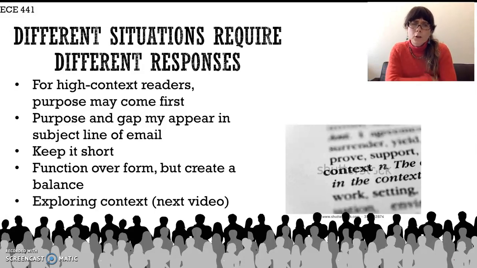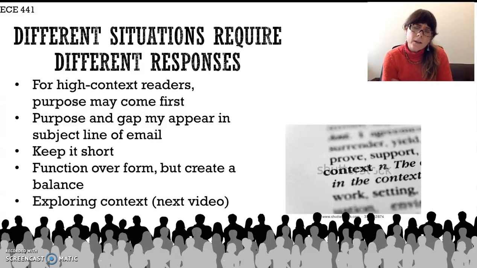Okay, so function over form. This refers to the fact that each situation is different and your project needs are going to be different depending on what your project is, what point of your project you're at, and who your stakeholders are and what their expectations are. So make your introduction work for them, make it work for you. At the same time, you do need to create a balance and include some of those elements that any reader is going to expect to see in an introduction, otherwise they're going to be confused.